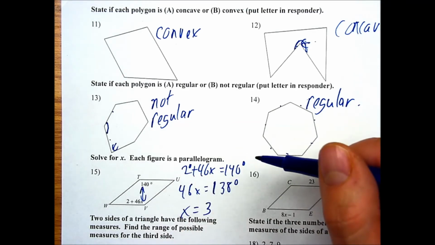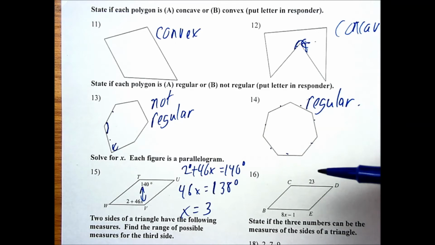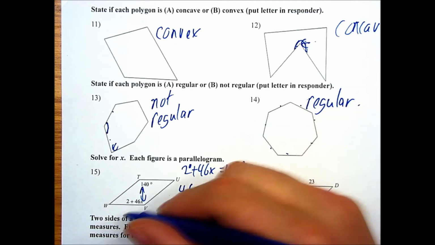120 plus 18, 138 plus 2 is 140. They should be equal.